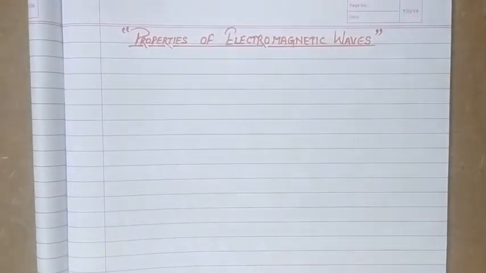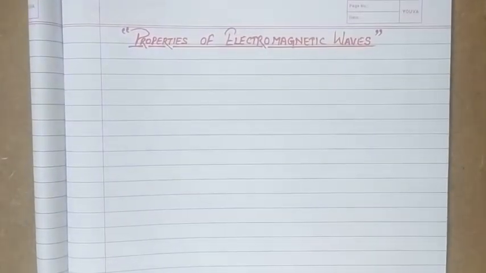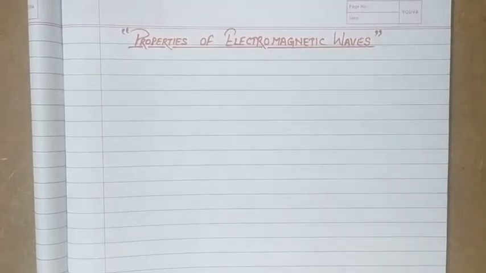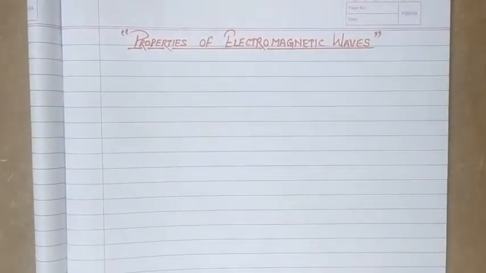Hello students. In previous videos we have studied how Maxwell predicted electromagnetic waves, what is the fact behind it, and what is the source of these electromagnetic waves, how they are generated, as well as Hertz's experiment that shows experimental evidence for the existence of electromagnetic waves.